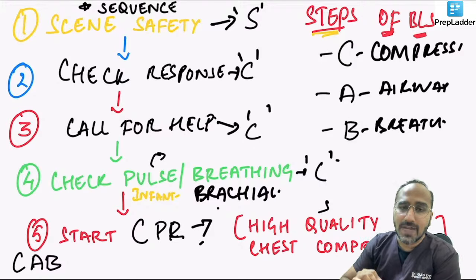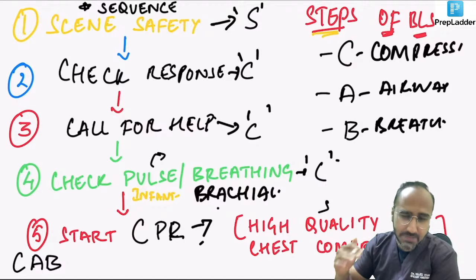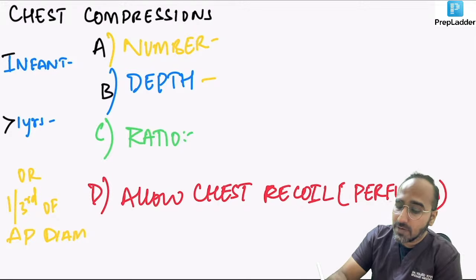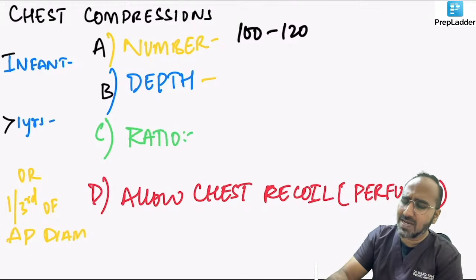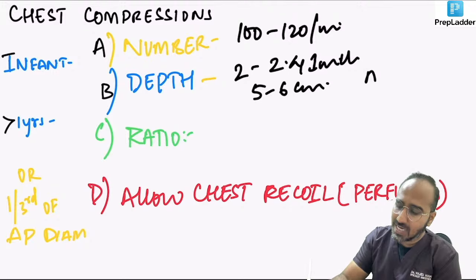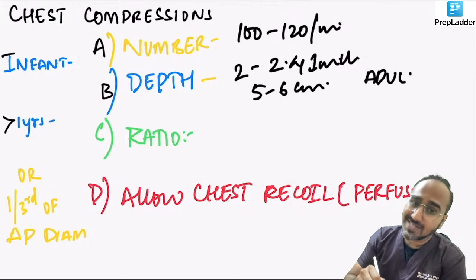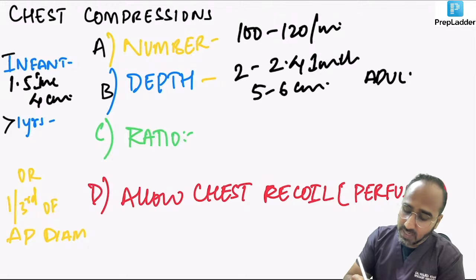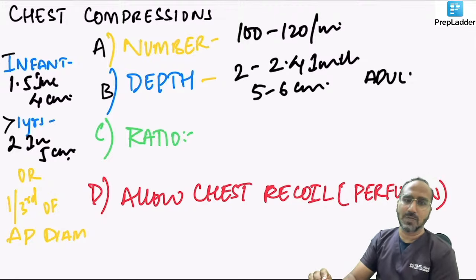Okay, when you are giving compressions, guys, you have to remember the number, the depth of compression, and the ratio. So how much should be the number of compressions, guys? It is universal, 100 to 120 compressions per minute. What should be the depth, guys? 2 to 2.4 inches or 5 to 6 centimeters depth in adults. If it is an infant, then it is 1.5 inches or 4 centimeters. If it is more than 1 year, 2 inches or 5 centimeters depth has to be achieved.